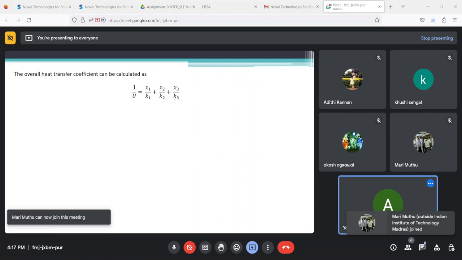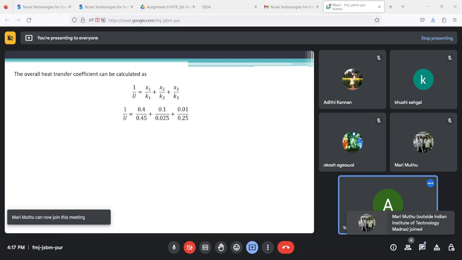But since you have multiple layers here, the overall heat transfer coefficient of the multiple layers can be defined as 1 by U, which is the heat transfer coefficient, is equal to x1 by k1 plus x2 by k2 plus x3 by k3. So if you have 5 layers, there will be plus x4 by k4 plus x5 by k5. So depending upon the number of layers, you will have x1 by k1 plus x2 by k2 plus x3 by k3 and so on. So you have all this given in the question. All we need to do is substitute it.